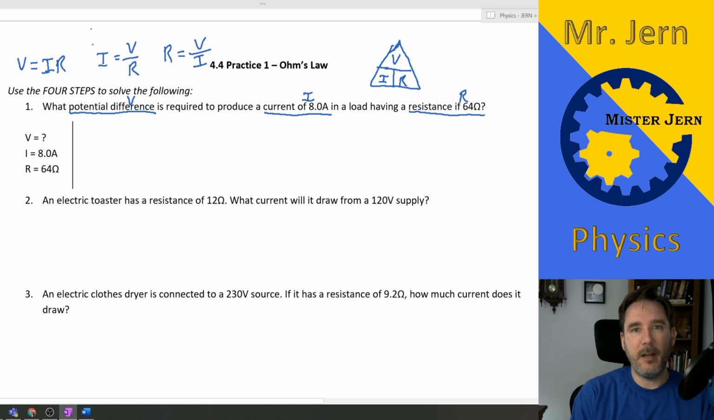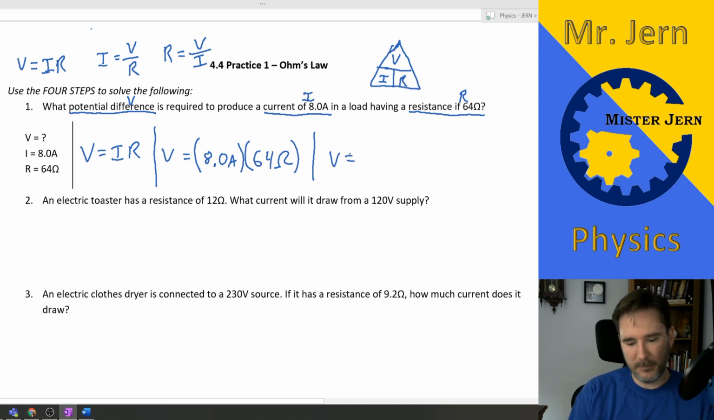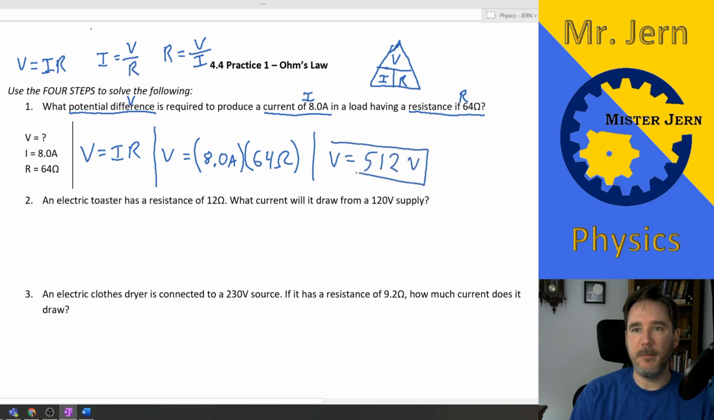Like I said, I like to have all three there for me, and I get to choose. I'm going to choose V equals I times R because I'm trying to solve for voltage. I put the numbers in, using parentheses: 8.0 amps. Got to make sure that's in amps every single time. Times 64 ohms. It's a terrible ohms, but it is what it is. When I multiply that together, 64 times 8.0 is 512 volts. So 512 volts is my answer. All right, that's the first one.